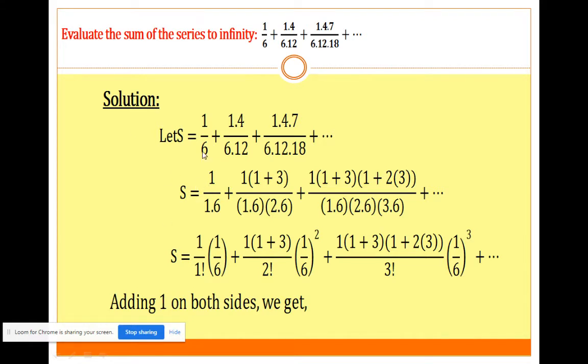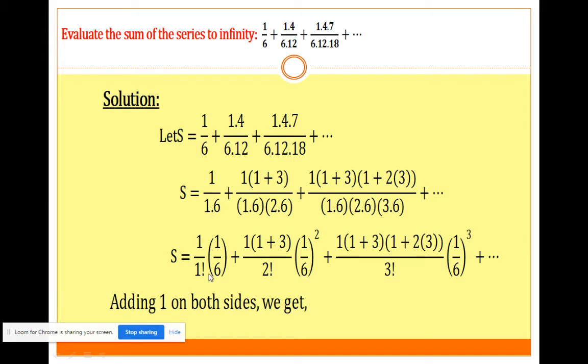So rewrite the given series once again. Already we have seen, let S be equal to the given series. That is the first step. Then see the denominator. The denominator is a multiple of 6. So we are rewriting 6 as 1 into 6, 12 as 2 into 6, 18 as 3 into 6. So 1 into 6, 2 into 6, 3 into 6, etc. We are rewriting the denominator like this.